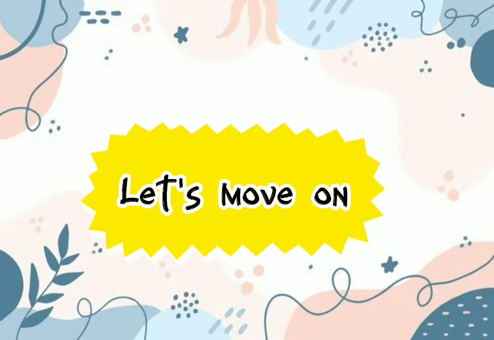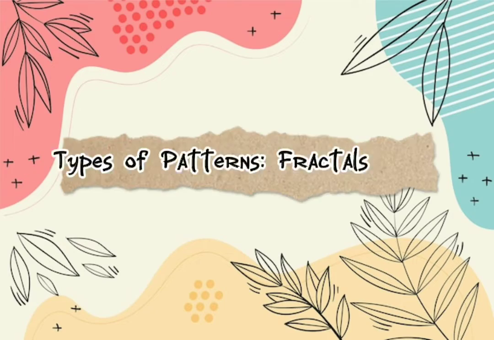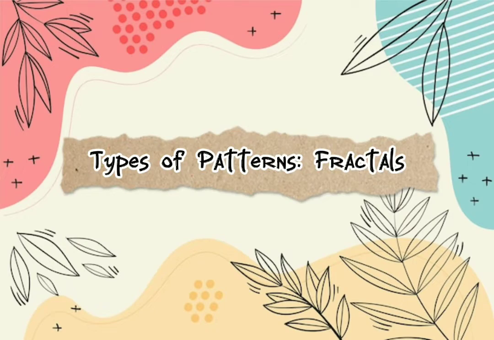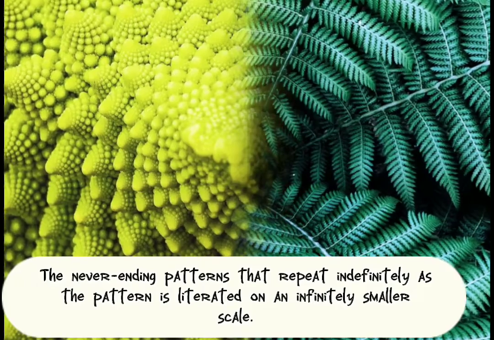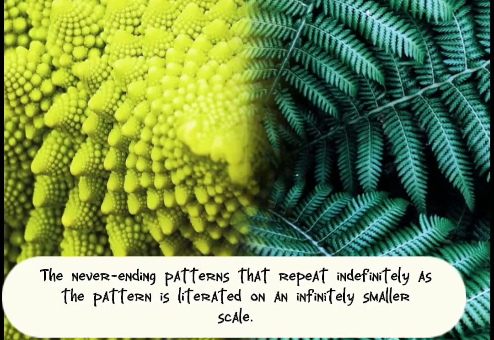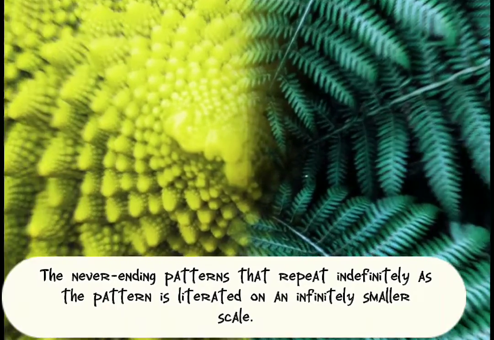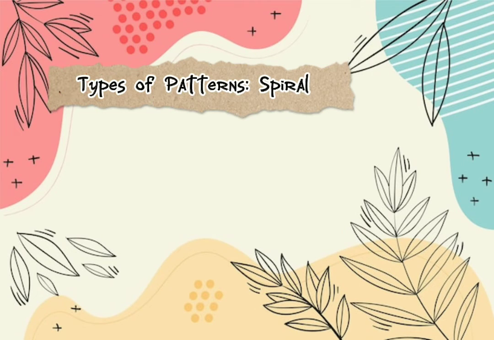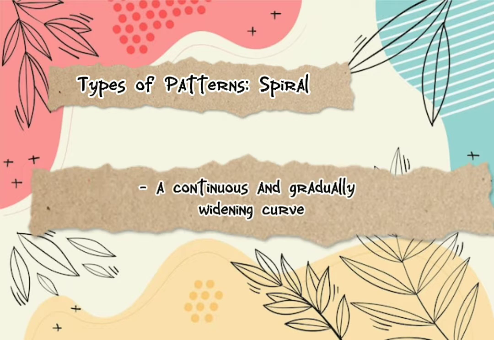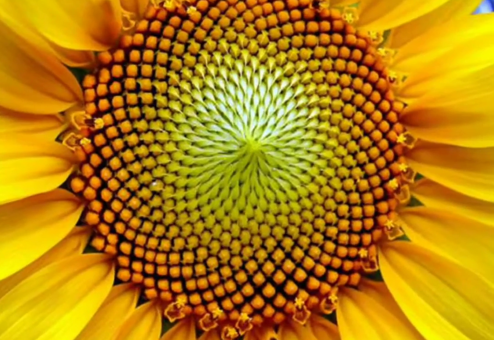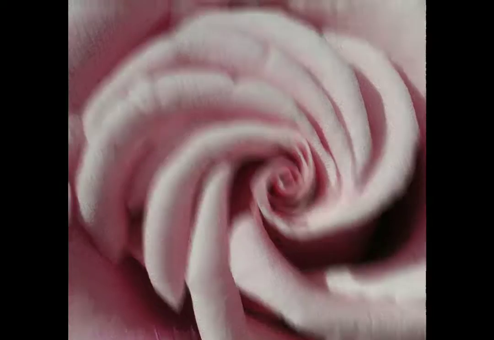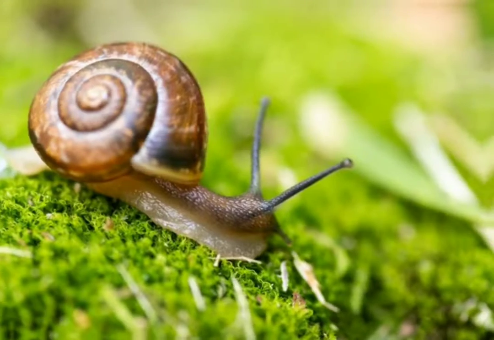Let's move on to another type of pattern, which is fractal. Fractals are never-ending patterns that repeat indefinitely as the pattern is repeated on an infinitely smaller scale. Then we have spirals, a continuous and gradually widening curve, which are common in plants such as sunflower seeds, flower petals, and also in some animals, especially mollusks.